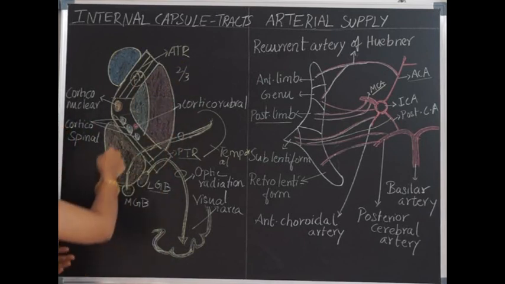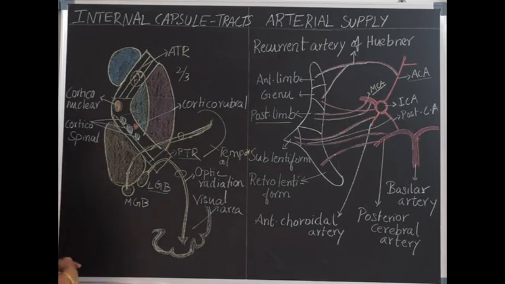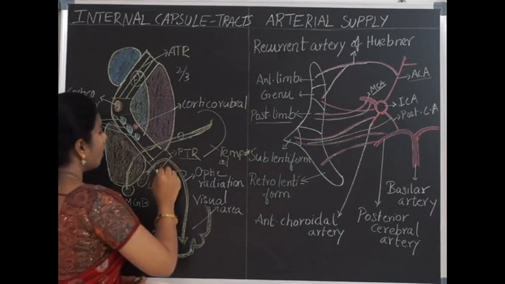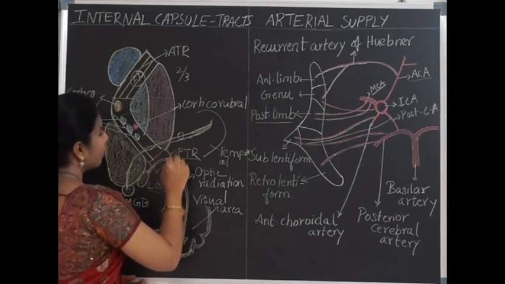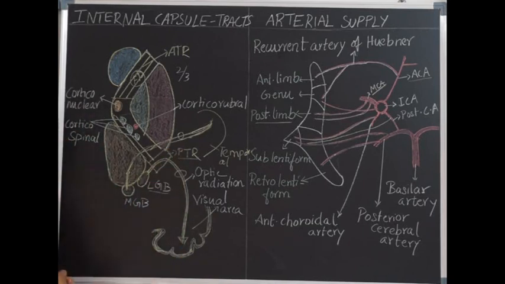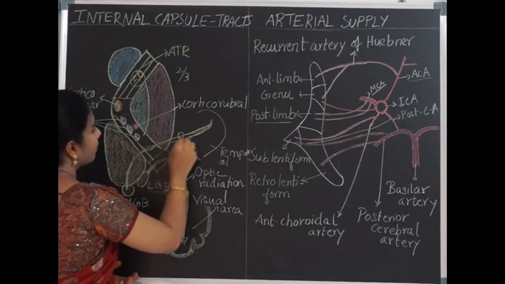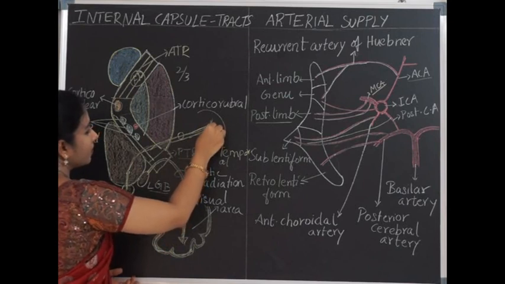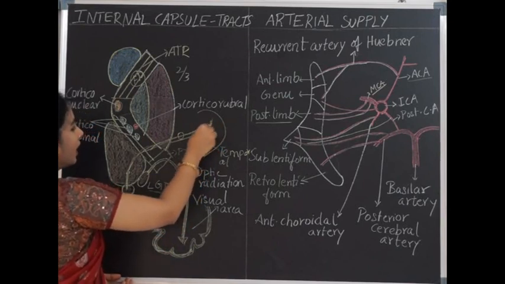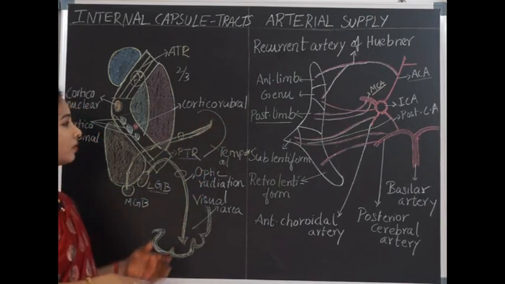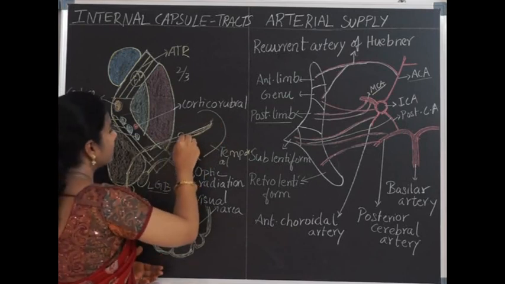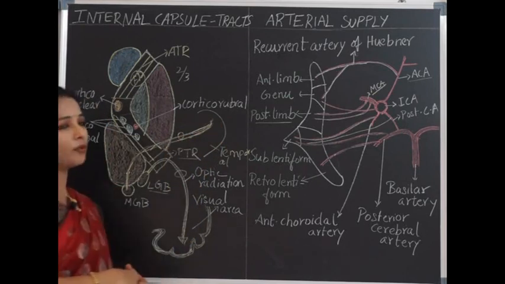And next is the parietopontine. Parietopontine and occipitopontine occupy the retrolentiform part. And temporopontine is present in the sublentiform part, where the fibers arise from the temporal cortex and descend down into the pons, which is a component present in the sublentiform part.